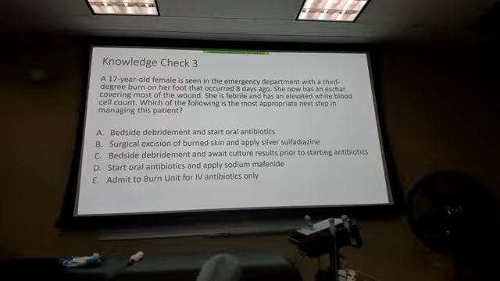Okay. But if you guys were to pick the most correct answer, it'd be E. She's gonna get admitted. She's gonna start on antibiotics, and then go from there. That's the next step, at least.